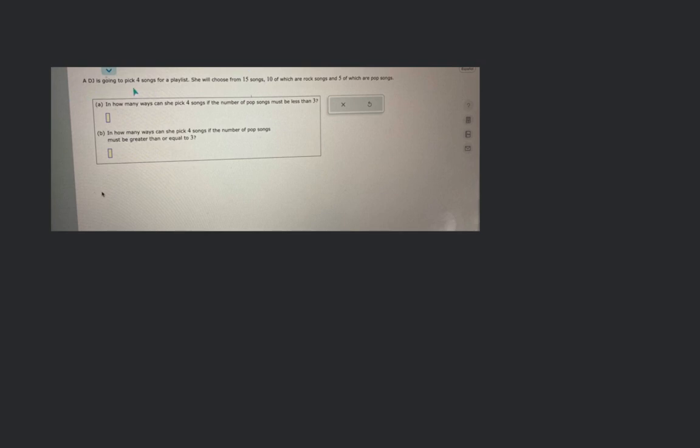A DJ is going to pick four songs from a playlist. He will choose from 15 songs, 10 of which are rock and 5 of which are pop. So in total we have 15 songs. In how many ways can he pick four songs if the number of pop songs must be less than 3?